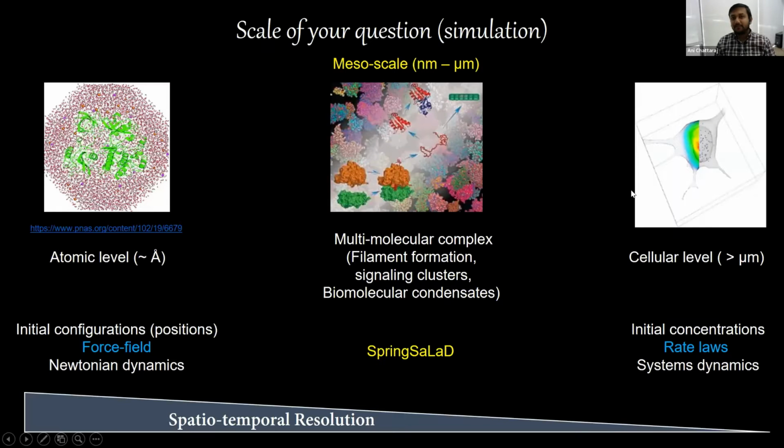So the first important thing about SpringSaLaD is this idea of scale of the simulations. Depending on the problem you're interested in, you might want to use different kinds of tools. On the left hand side, we have atomic level resolution where people usually use molecular dynamics type of tools. On the other extreme, we have the cellular scale where people typically use Virtual Cell or Copasi. In the middle, we have this interesting scale called mesoscale, where we have filament formation, signaling clusters, and this whole field of biomolecular condensates. For this type of systems, SpringSaLaD would be a suitable tool.